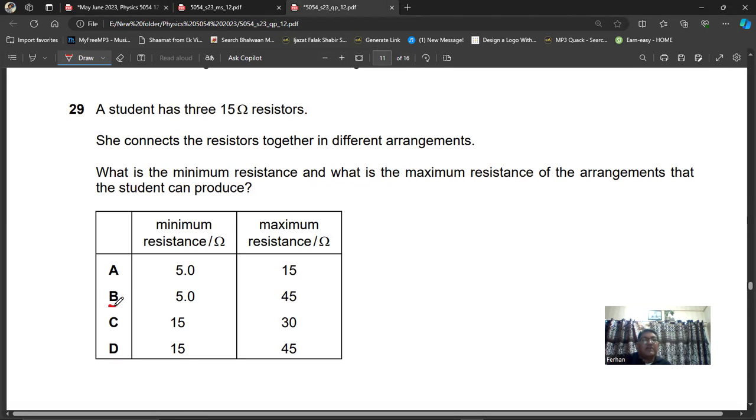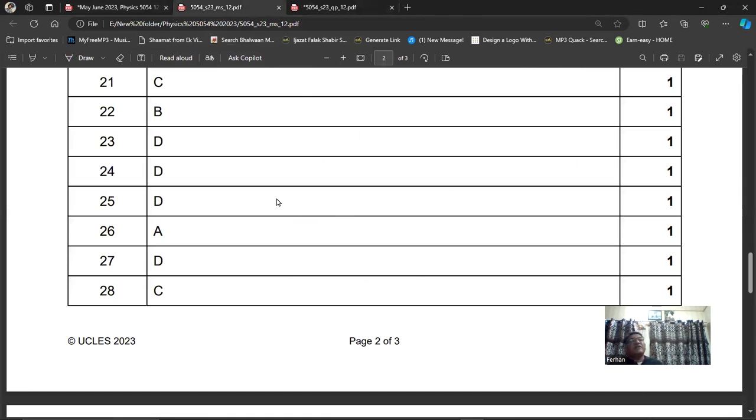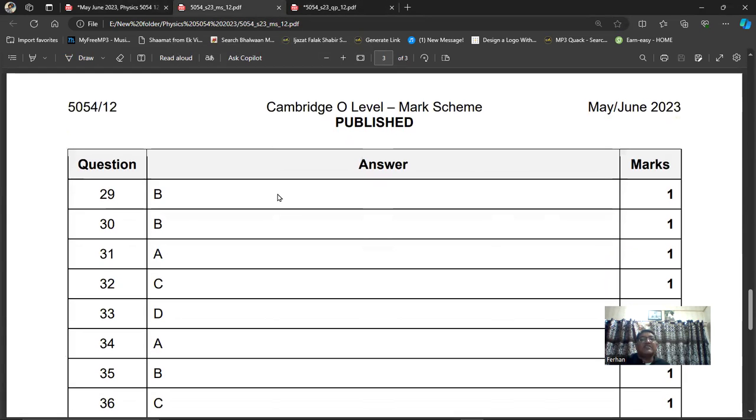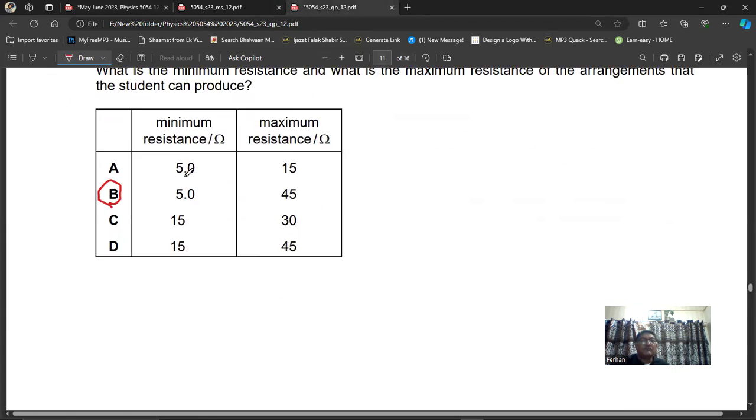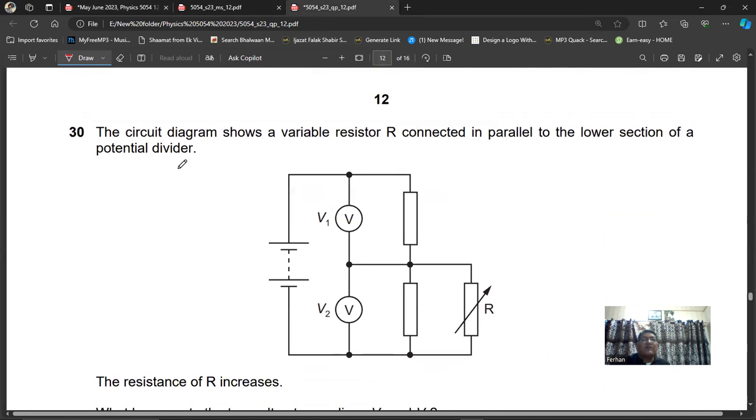So I think B is the right answer, sir. Question 29, B is the right answer. So here we have question number 30.